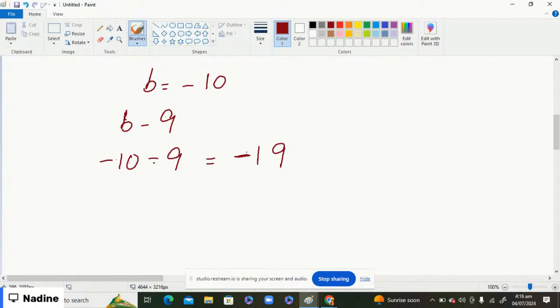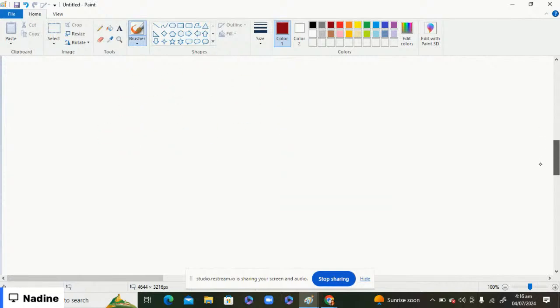Now for example, I'm just going to write a question here. For example, x is equal to minus 5, and here is the question: 10 minus x. What does it mean? It means that in place of x we are going to put minus 5. So 10 as it is, minus as it is, and in place of x, I'm going to put minus 5.